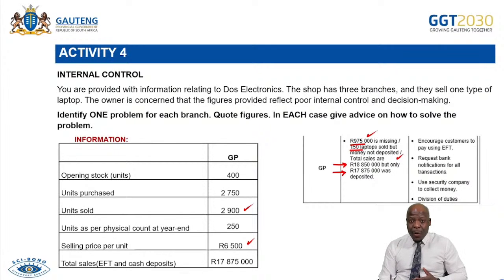Once cash is missing, we now need to have internal control measures that can help us, such as encouraging customers to pay using EFT, requesting bank notification for all transactions, and using security companies to collect the money, as well as division of duties, whereby the person that collects the cash must not be the same person that does the depositing. All right, division of duties. Remember, you need to expand it so that we can see two people doing separate duties. So problem solving is also going to be part of your inventories.